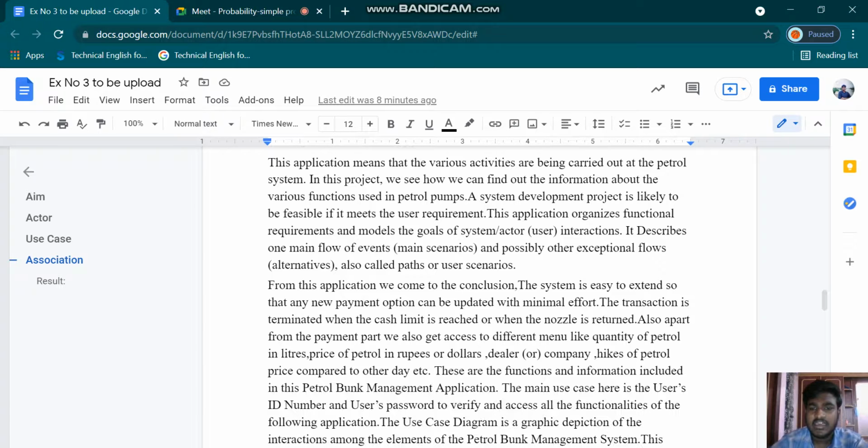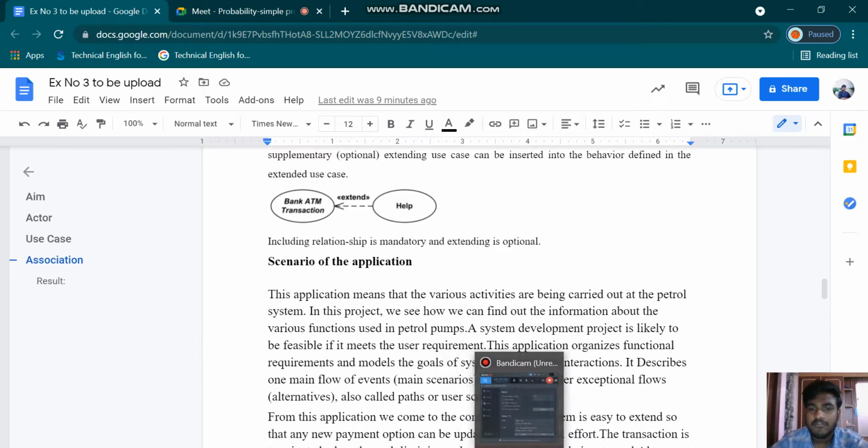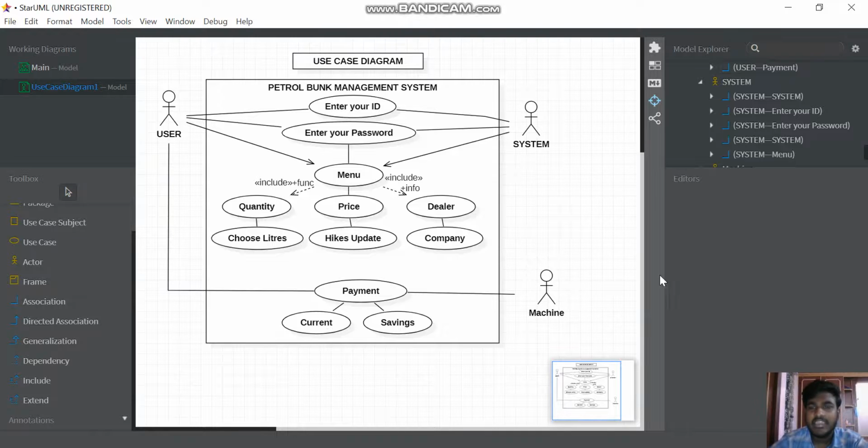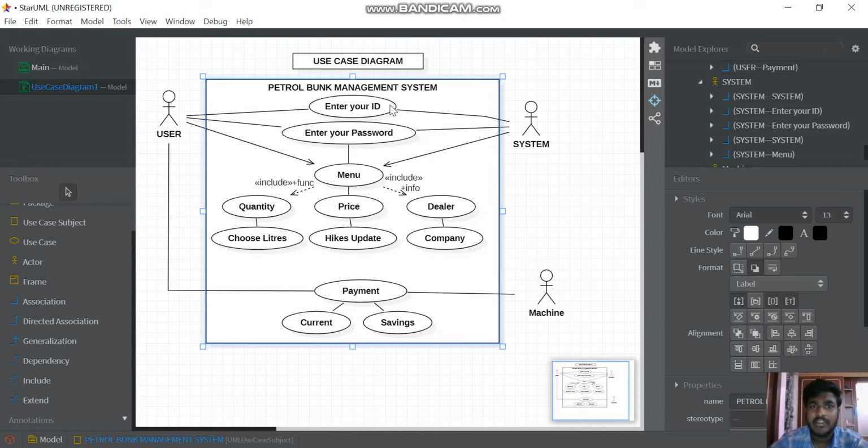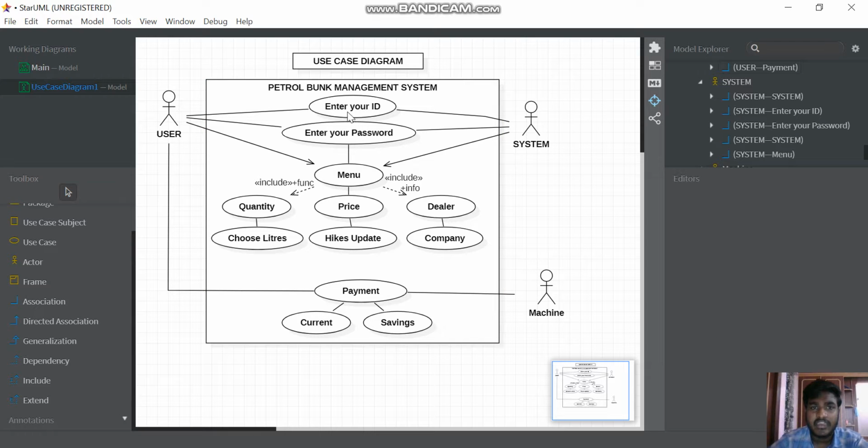So we can see the use case diagram given for the application of petrol bunk management system. This is the diagram I am designing. Here there are three actors: user, system, and machine. The application is petrol bunk management system. These are the use cases I have mentioned, the oval shaped, and this is the include function I gave, and these are the association lines I linked.